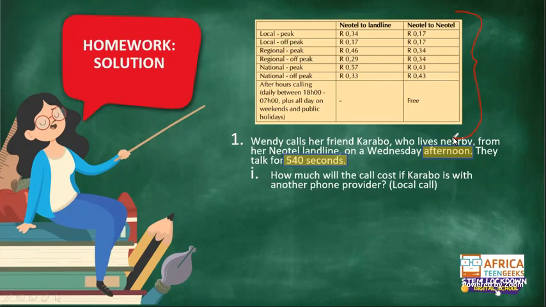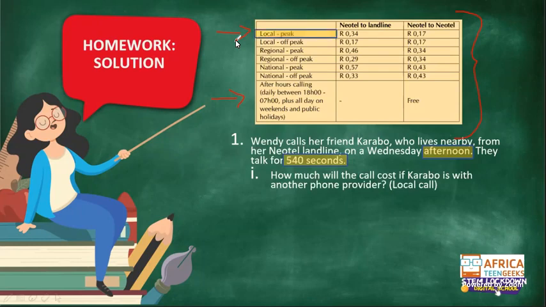There we go. If we read on the table over here, we can see after hours calling is between 6 and 7. Okay, so on a Wednesday afternoon, we know it is going to be peak time. So there's a difference in call rates, whether it's peak or off peak. So we need to make sure what time of day it is, so that we can actually use the correct numbers to calculate.